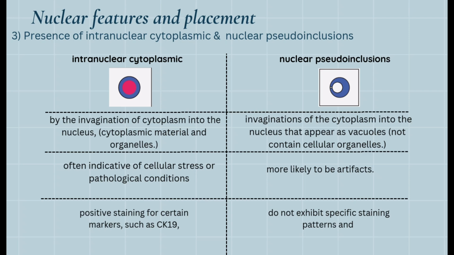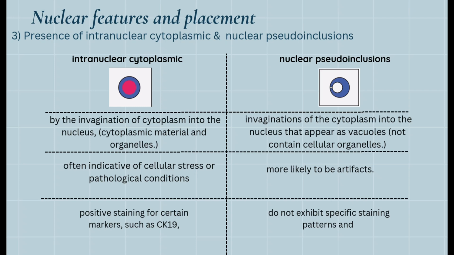Next, based on the presence of cytoplasmic material, intranuclear cytoplasmic inclusions may contain degenerated organelles, proteins, and other cytoplasmic components, often indicative of cellular stress or pathological conditions, while nuclear pseudoinclusions consist of cytoplasmic material without a defined membrane separating them from the surrounding nuclear content and are more likely to be artifacts.